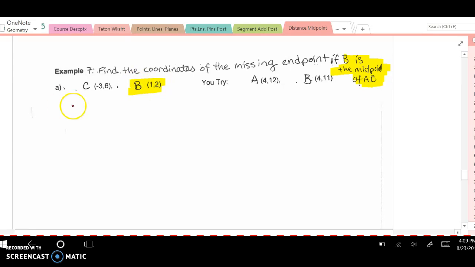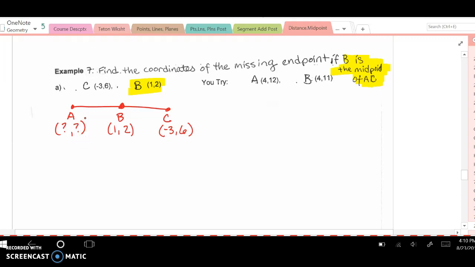We have some line segment AC, not necessarily horizontal, but for the sake of just drawing it, I'm going to draw it horizontal. And B is, whoa, that's not very middle-ish, Miss Benton. B is the middle point. And we know that C's coordinates are negative 3, 6, and B's coordinates are 1, 2. The question is, what is the other endpoint over here?